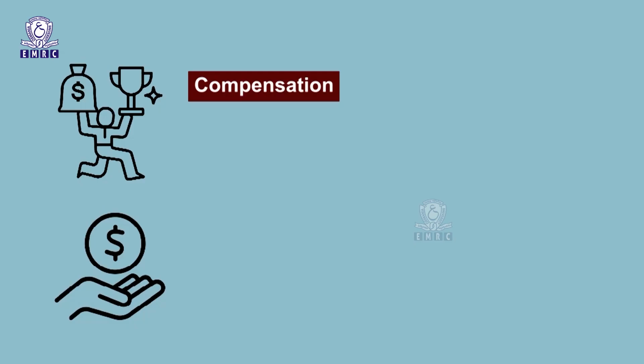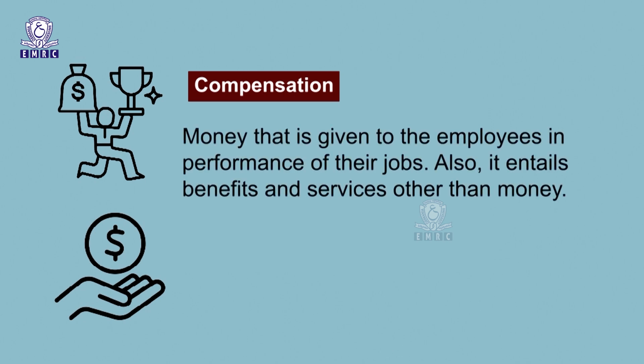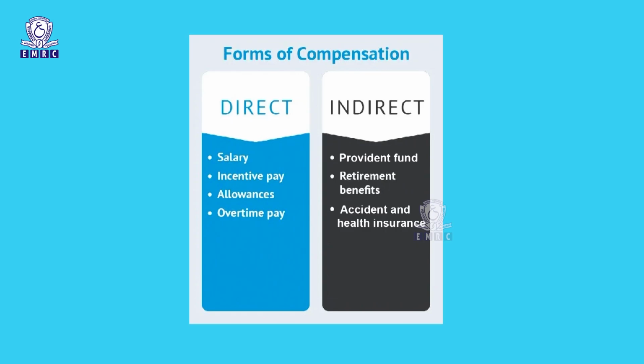Now, let us understand what you mean by compensation. Compensation may be defined as money that is given to the employees in performance of their jobs. Also, it entails benefits and services other than money. So, there are 2 categories of compensation. They are direct compensation that refers to money, that is the gross pay, and indirect compensation that refers to what the employer pays for employees' welfare, such as social security benefits in the form of provident fund, retirement benefits, accident and health insurance, etc.